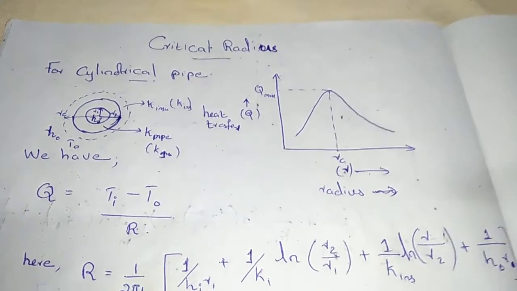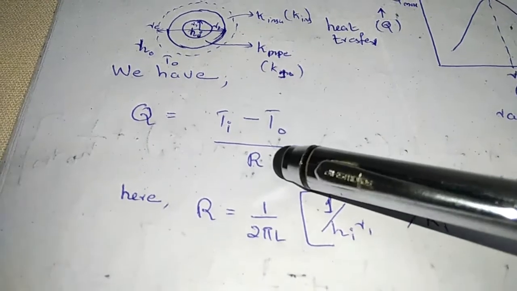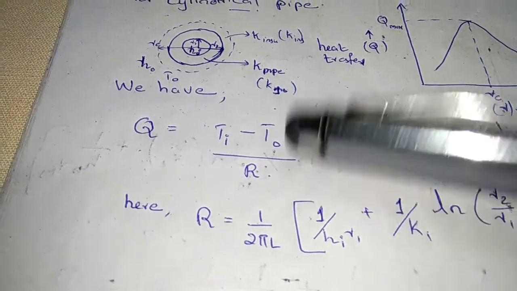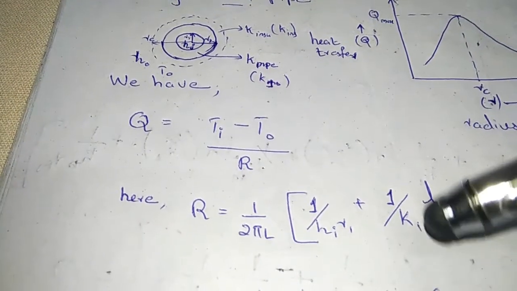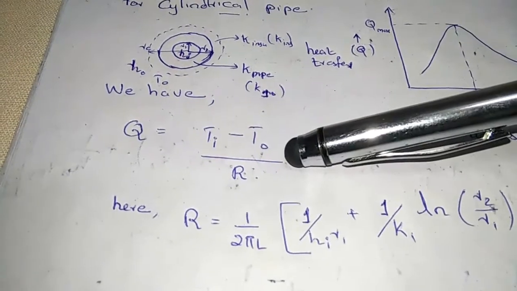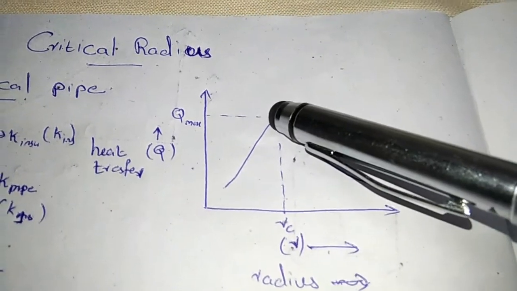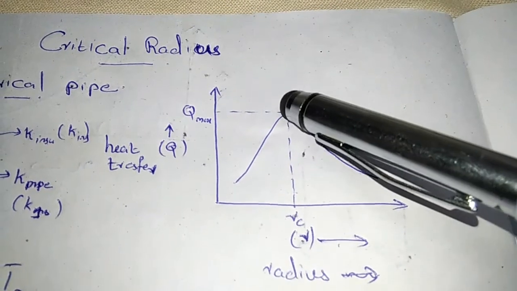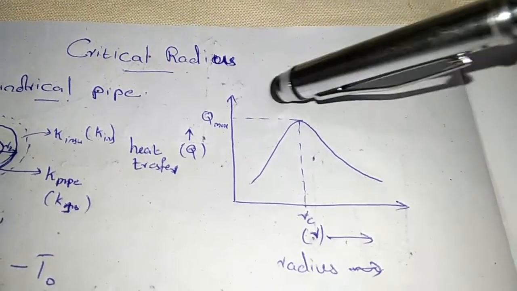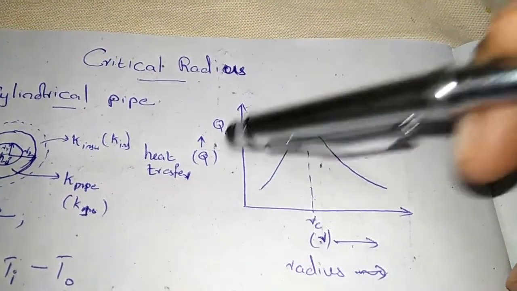Then how can you derive it? We all know this simple relation: heat transfer rate is inversely proportional to the resistance offered by this body, that means the cylindrical pipe, and proportional to the temperature difference. Again we have to go to the graph. I already said that the slope will be 0 at this point. So for getting this critical radius, we have to use the condition that the slope at this point is 0. So we have to differentiate this curve, that means the relation between Q and R.